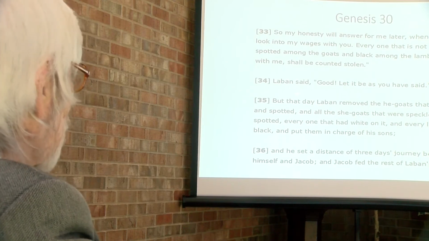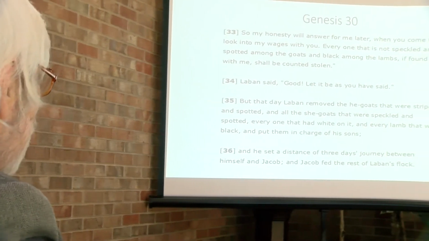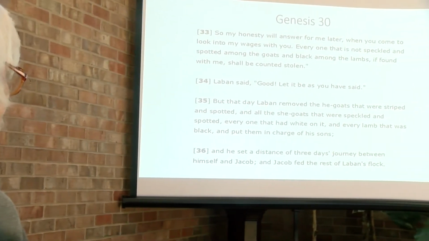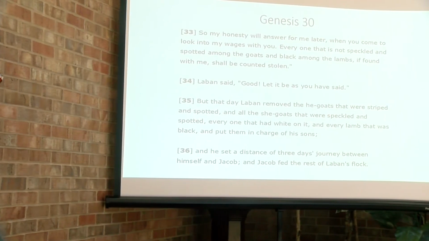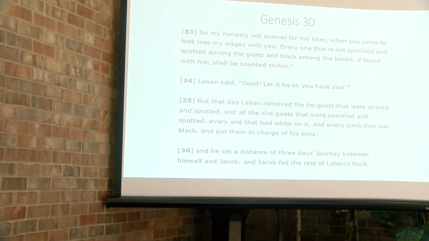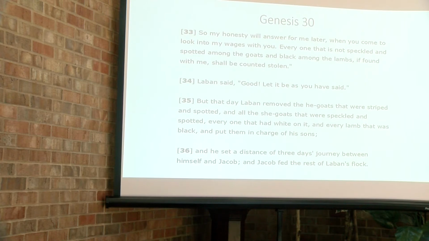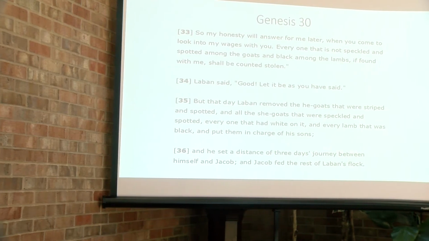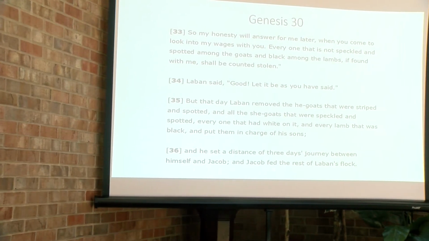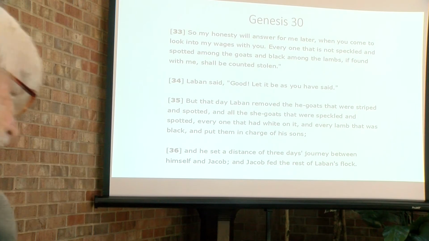And Laban said, good, it shall be as you have said. And on that day Laban removed all the he-goats that were striped and spotted, and all the she-goats that were speckled and spotted, and every one that had white on it, and every lamb that was black, and put them in charge of his sons. And he set a distance of 3 days' journey between himself and Jacob, and Jacob fed the rest of the flock of Laban.